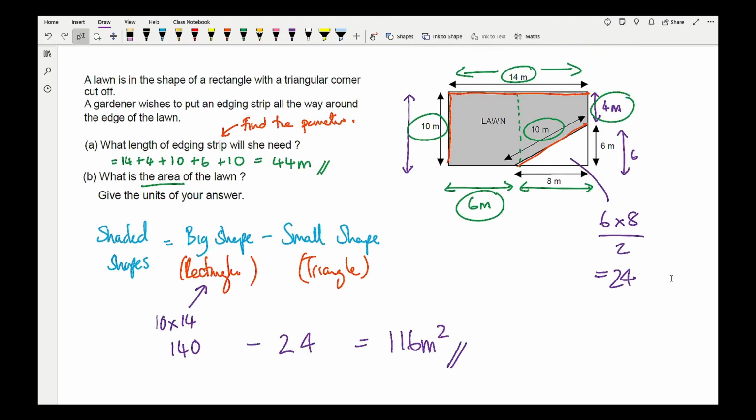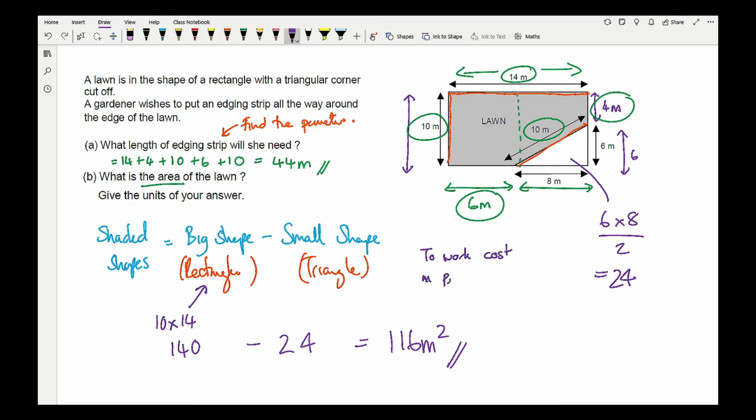Now, typically with these questions, you might get involved in money. So a question might then follow on to say, well, fencing costs, let's say, £16 per meter, and lawn might cost £3.62 per square meter, in which case all you then need to do is work out the cost. So let me just write that. To work out cost, multiply.